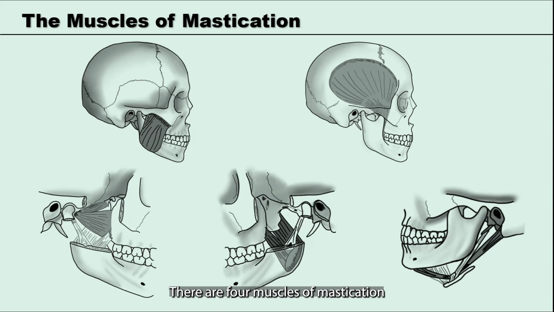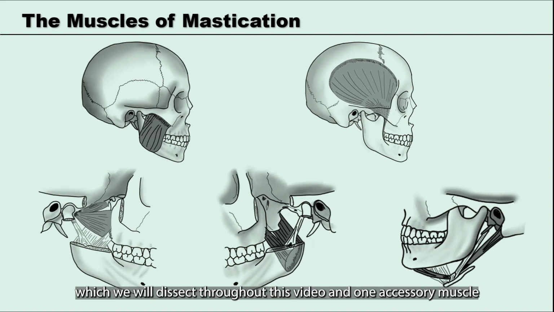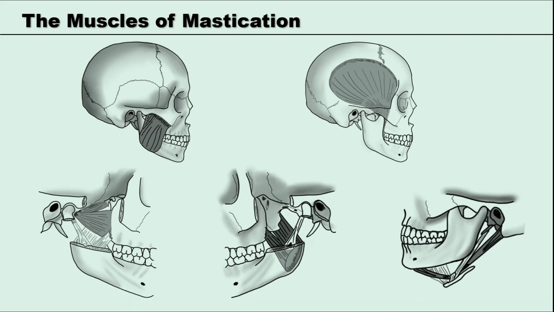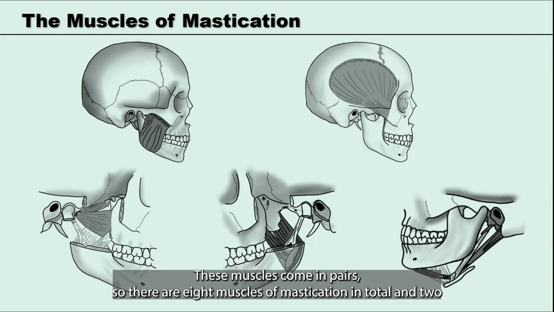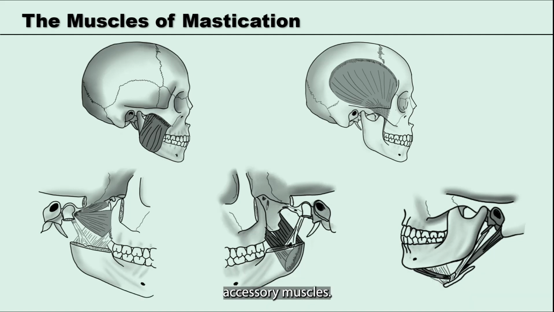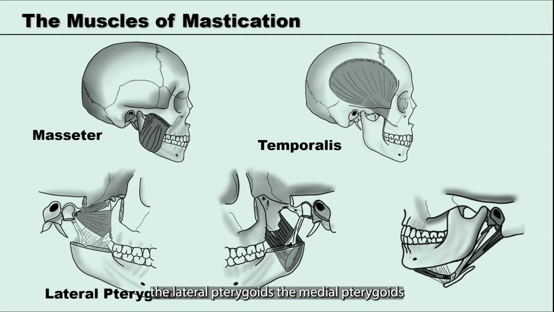There are 4 muscles of mastication which we will dissect throughout this video, and 1 accessory muscle, which we will look at to understand how this assists in the opening and closing of our mouth. These muscles come in pairs, so there are 8 muscles of mastication in total and 2 accessory muscles. The first muscle is the Masseter, followed by Temporalis, followed by the Lateral Pterygoids, the Medial Pterygoids, and finally the Digastric muscle.